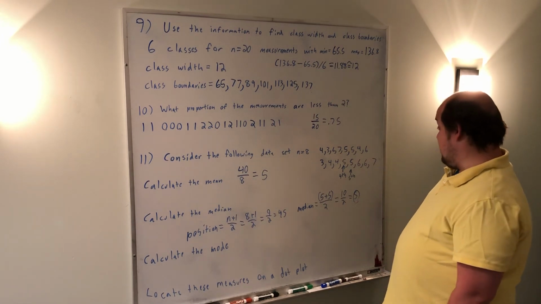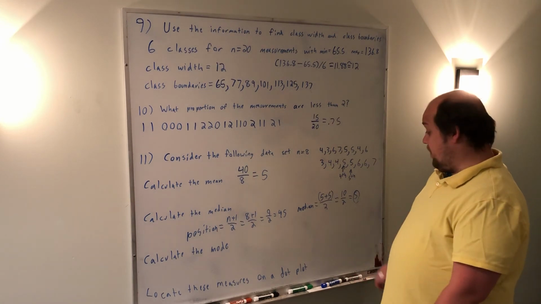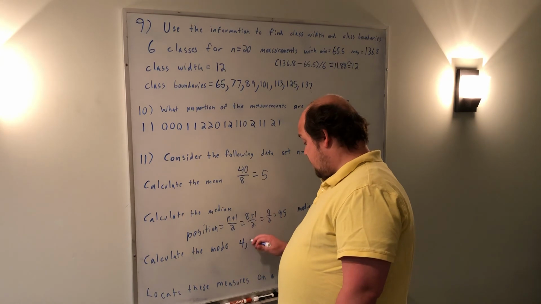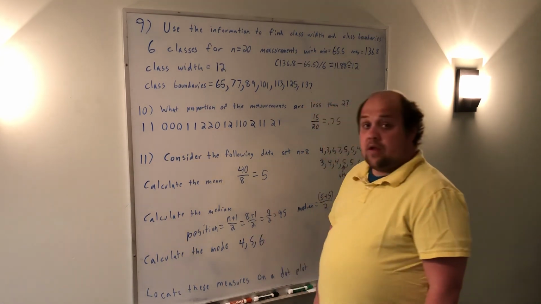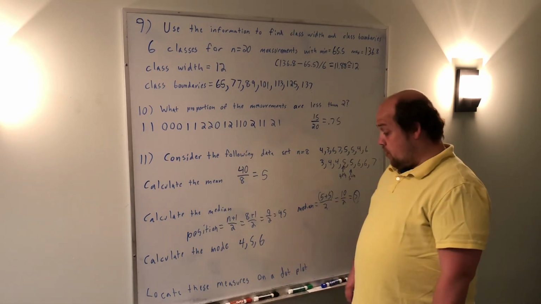When I go to calculate the mode, here I have 3 different numbers listed twice. All of them count as the mode. So I'd write this as 4, 5, and 6. This is an example of a multimodal distribution because there's more than 2 modes.